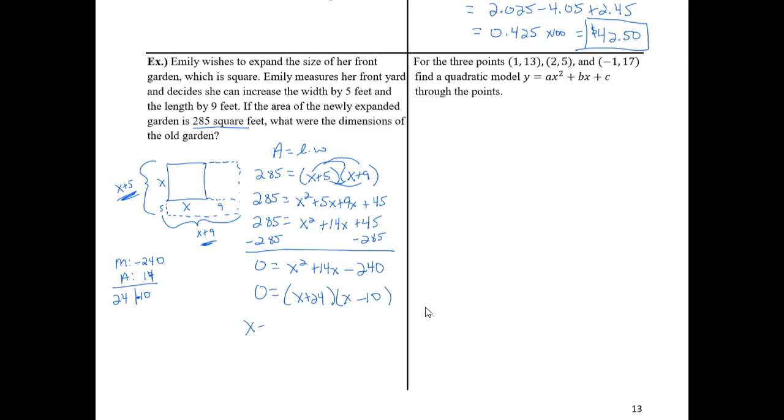That means that x could be negative 24 or positive 10. But since we are talking about side lengths, we're not going to have a negative side length. So that's not our solution. The answer must be 10, which means the original garden was a 10 by 10 foot garden. And there you go. So there's another application for you with quadratic functions.